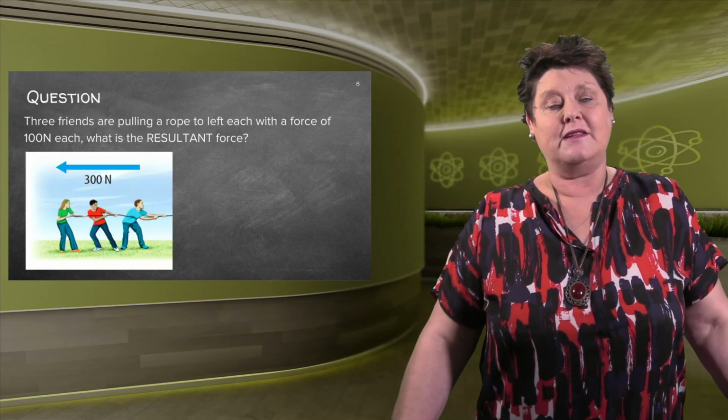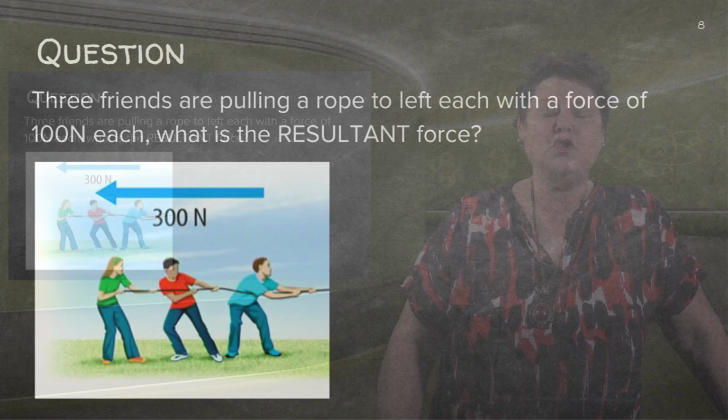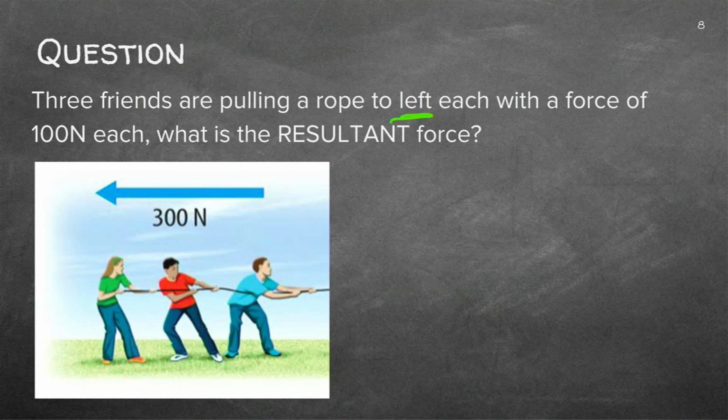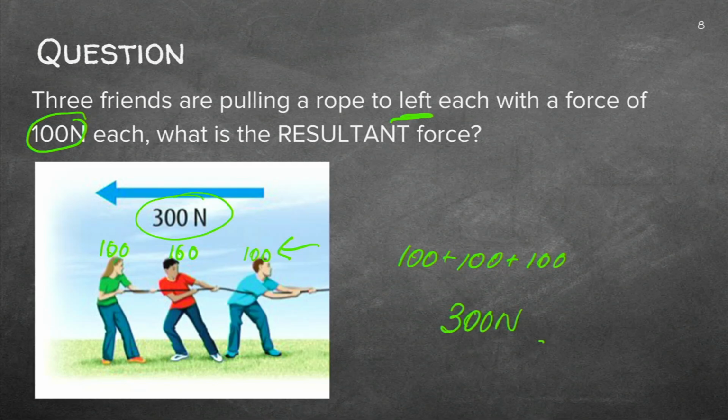I've got 3 friends pulling a rope to the left, so I know I'm busy with vectors. Each of them exerting a force of 100. So I've got this one with 100, this one with 100, and that one with 100. That gives me a value of 300. Where are they pulling to? The left. What will the resultant be? Well, you can add those 3 together and you will then see I've got 300 newtons pulling to the left, or negative, or west, whatever direction you want to use.